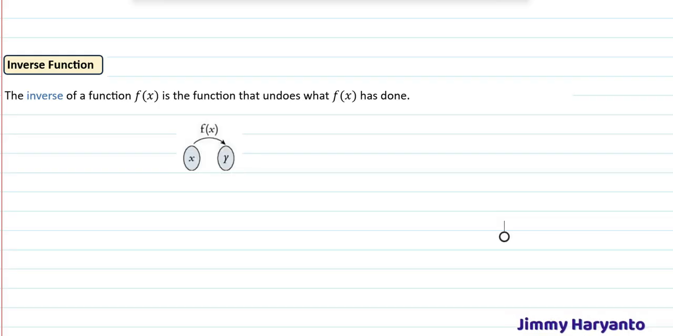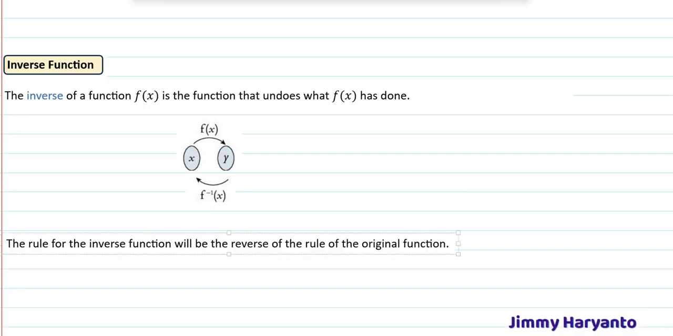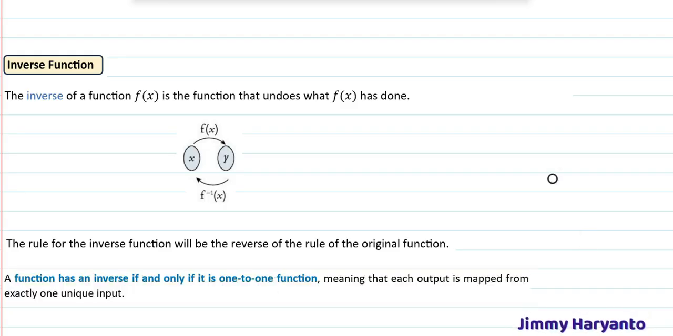So this is the diagram of f(x). The x will become y, while the inverse function is the reverse of the process of f(x). That means the y will become the x. So the direction is reversed. The rule for the inverse function will be the reverse of the rule of the original function.